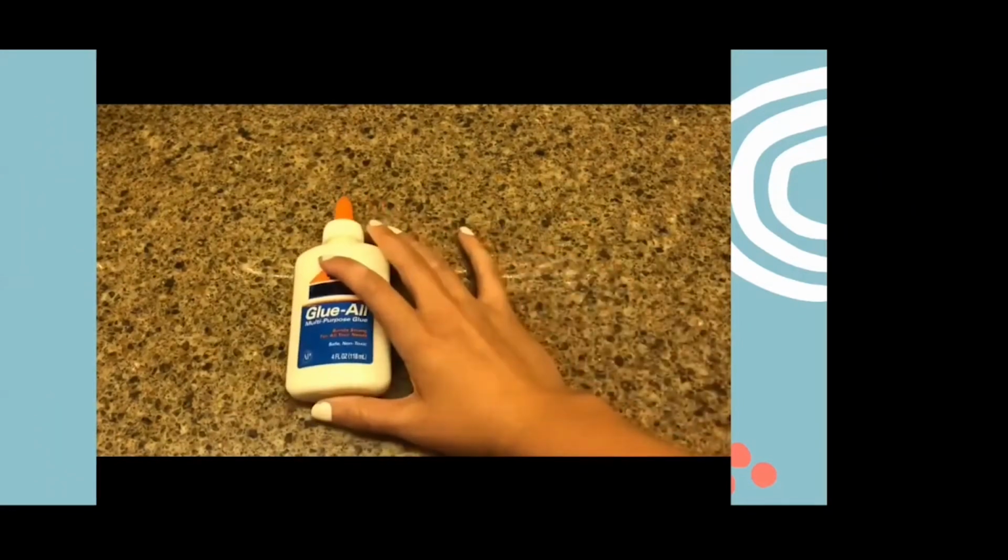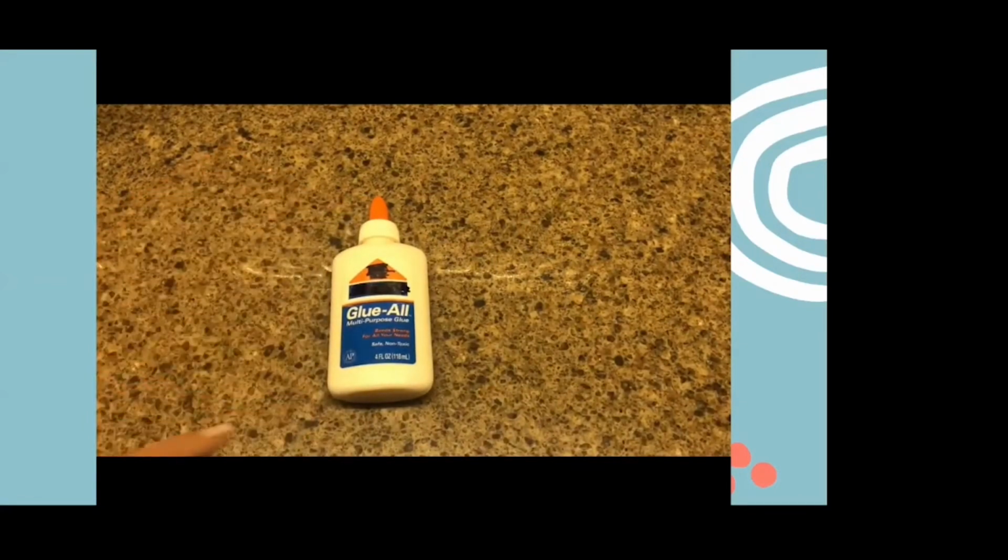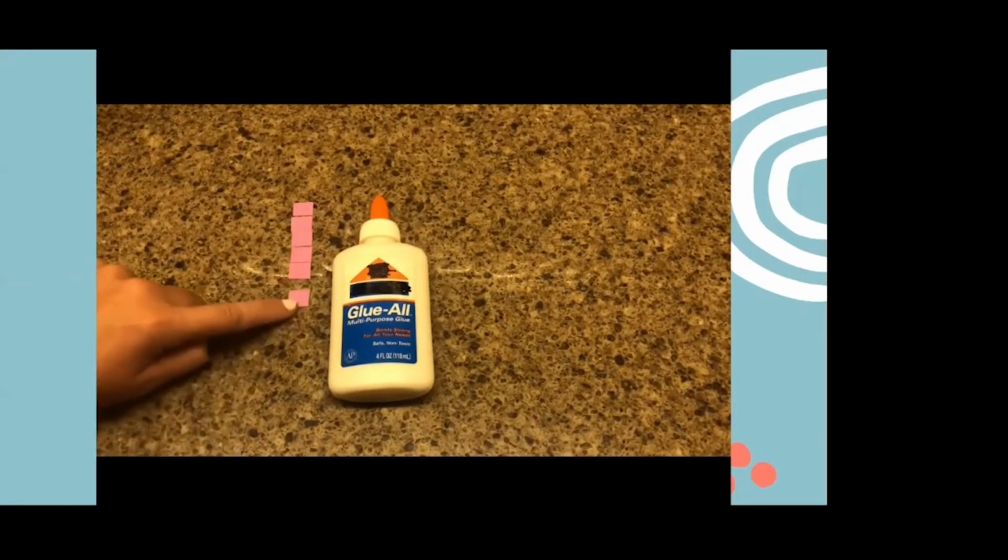I'm going to clear the board and we're going to look at the glue bottle first. All right. So let's look at the endpoints. We need them to match up with that. So I'm going to grab my centimeter cubes, just like that. We're going to line up with the first endpoint and start there. So we have 1, 2, 3, 4, 5, 6.